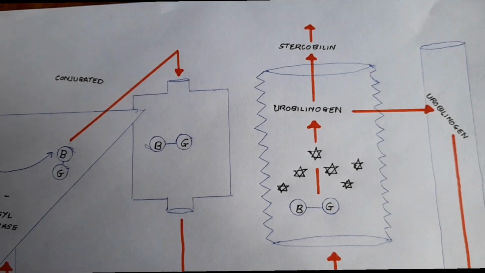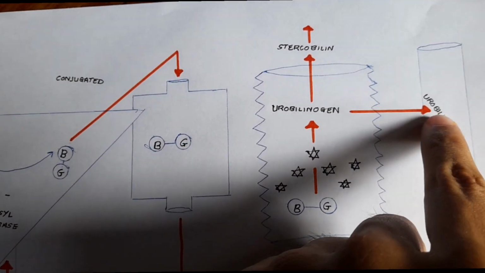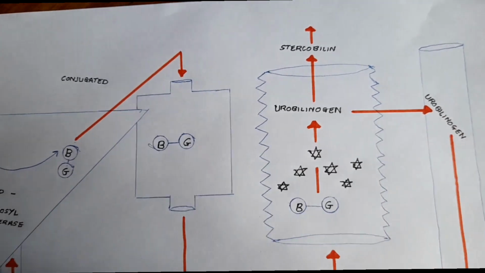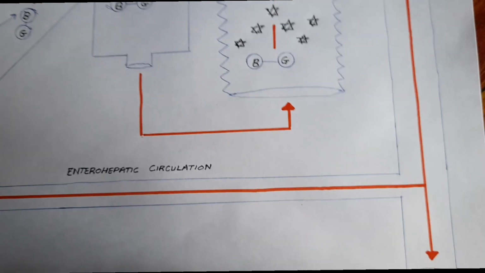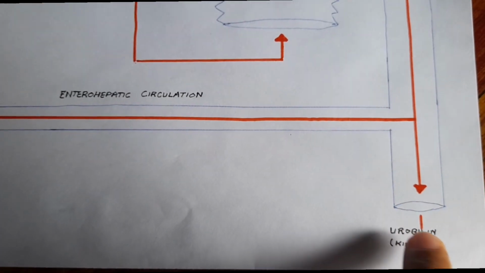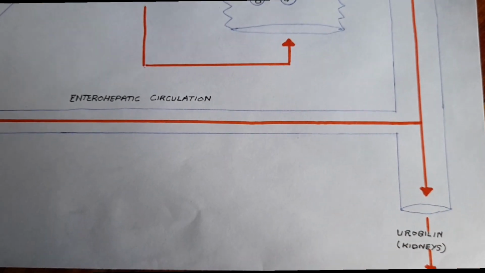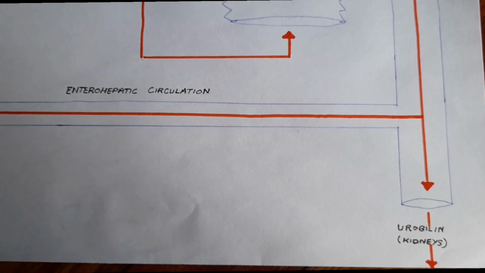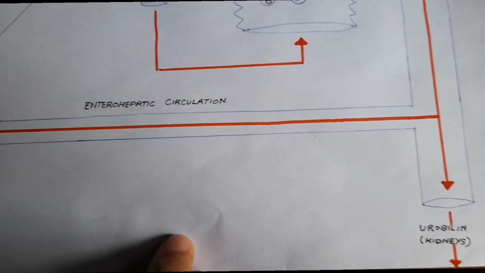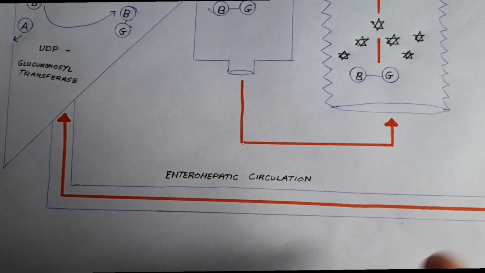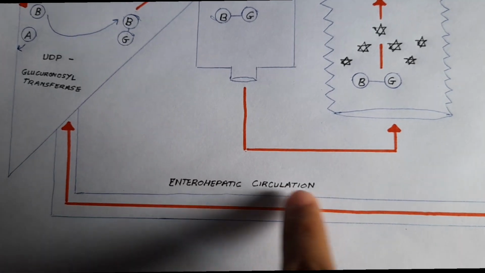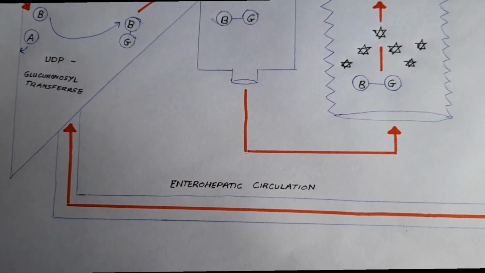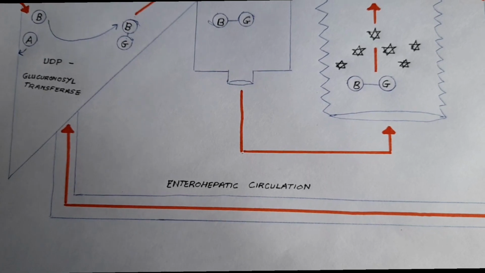Then the urobilinogen in the intestine goes to the bloodstream, and in the bloodstream this urobilinogen goes to the kidneys, and in the kidneys this urobilinogen gets converted to urobilin, and then this urobilin is excreted through urine. So in the urine we have this urobilin, and some of the urobilinogen which is still in the blood goes to the liver. This urobilinogen which goes to the liver is known as enterohepatic circulation. And a very high amount of bilirubin in the blood can lead to jaundice.